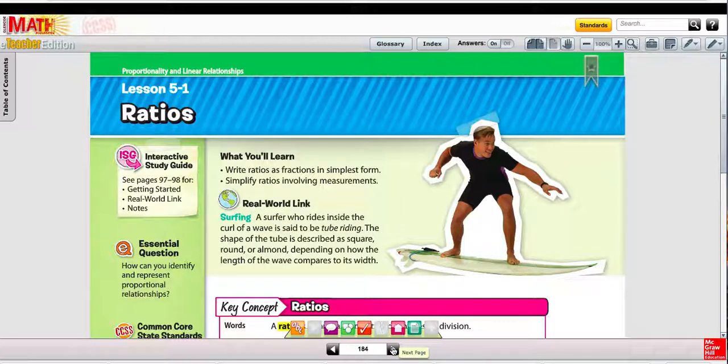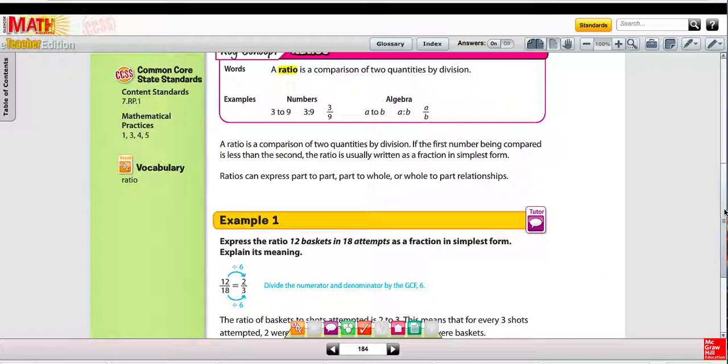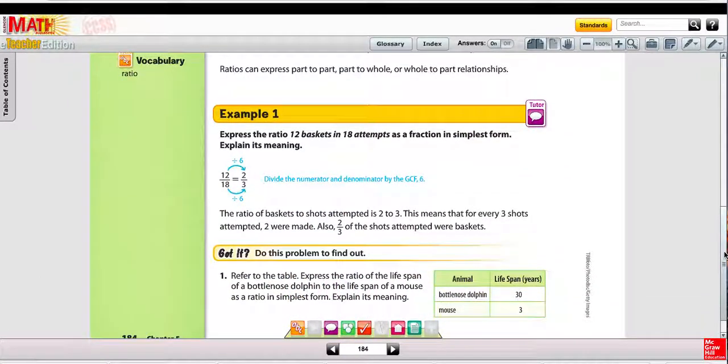You'll learn how to write ratios as fractions in simplest form, and you'll also learn how to simplify ratios involving measurements. In the middle of the screen, you'll notice the key concept, ratios. And on your note sheet, please fill in the rest of the words for the definition and the examples on how ratios are written with numbers and how they're written algebraically. At the bottom of page 184, example 1 is expressing ratios in simplest form and then explaining its meaning.